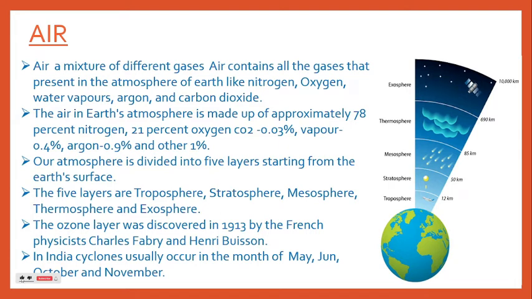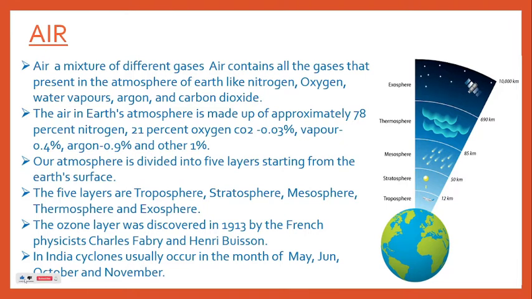This is the troposphere, the first layer, and it extends about 12 kilometers. This is the lowest layer of the atmosphere, and in the troposphere, helicopters and light aircraft fly. This is about the troposphere, and the second one is the stratosphere.